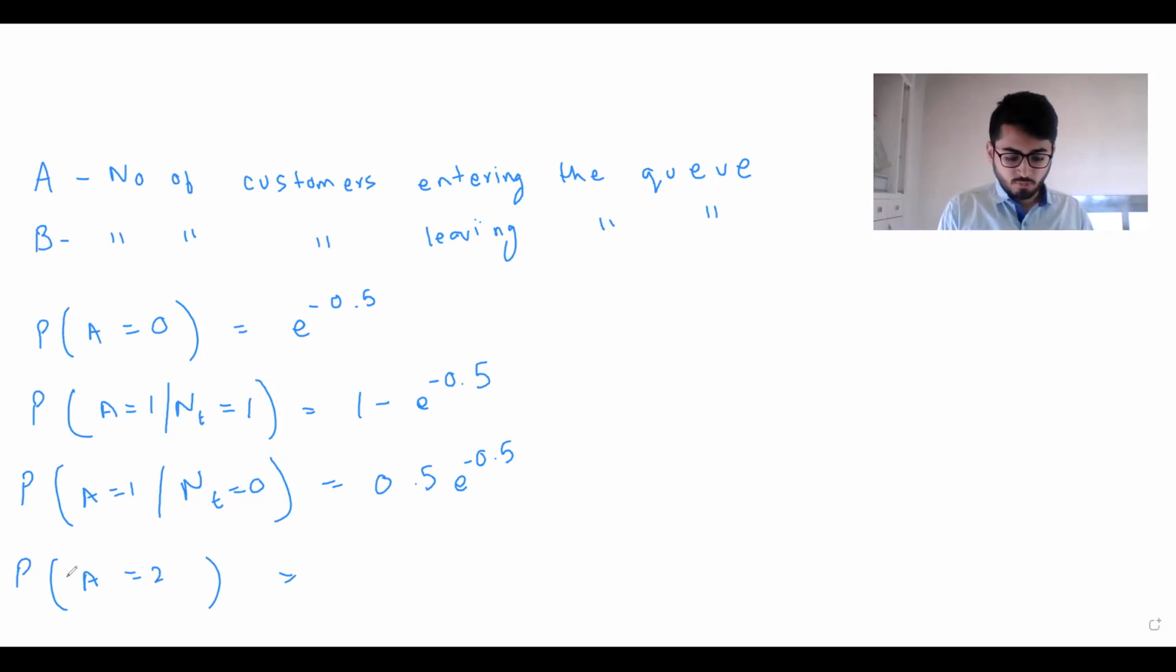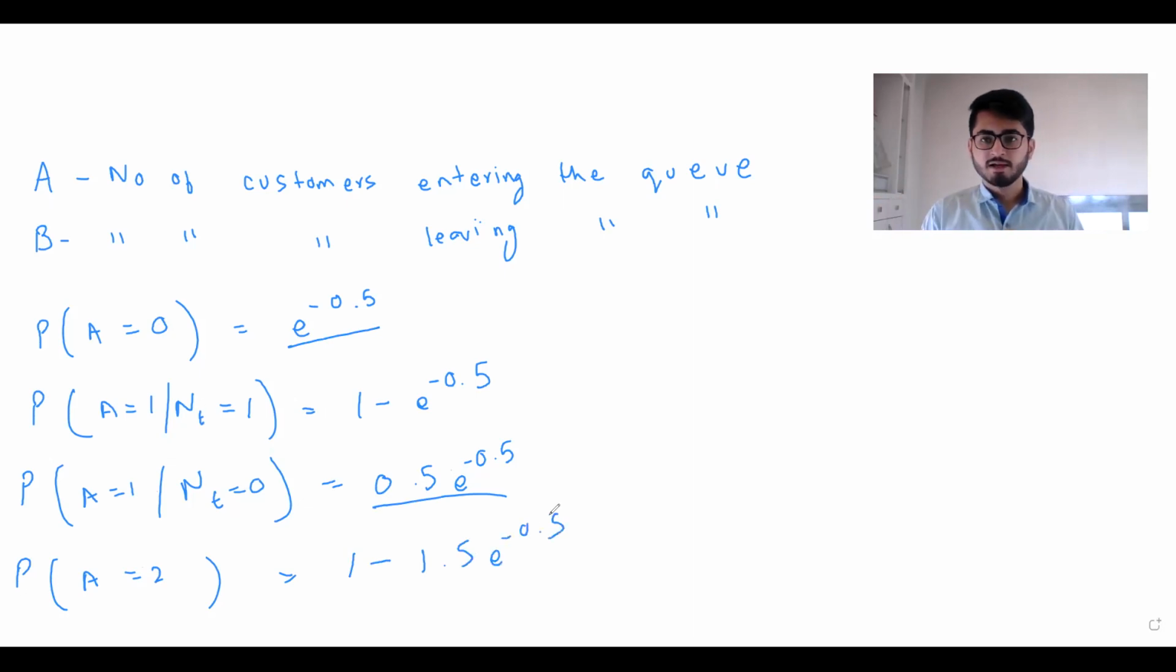So probability A equal to 2 would be basically 1 minus the sum of these two probabilities, which comes out to be 1.5 e to the power minus 0.5. So this is the first thing which you need to keep in mind.